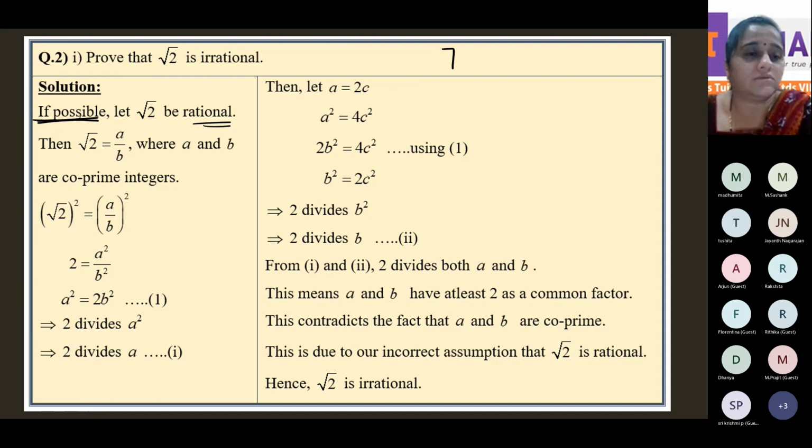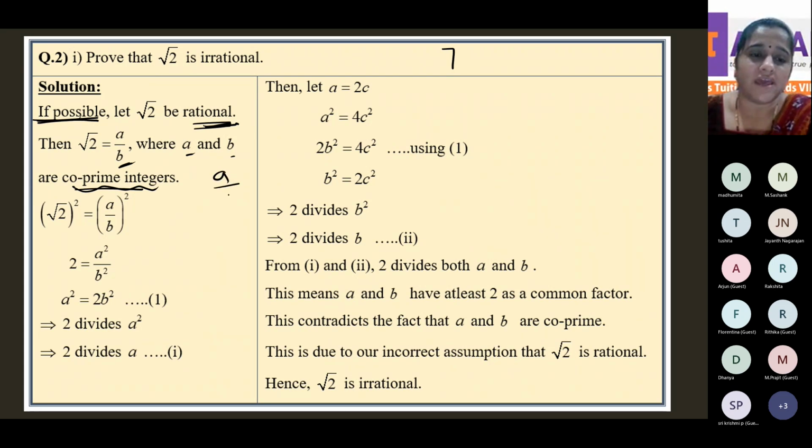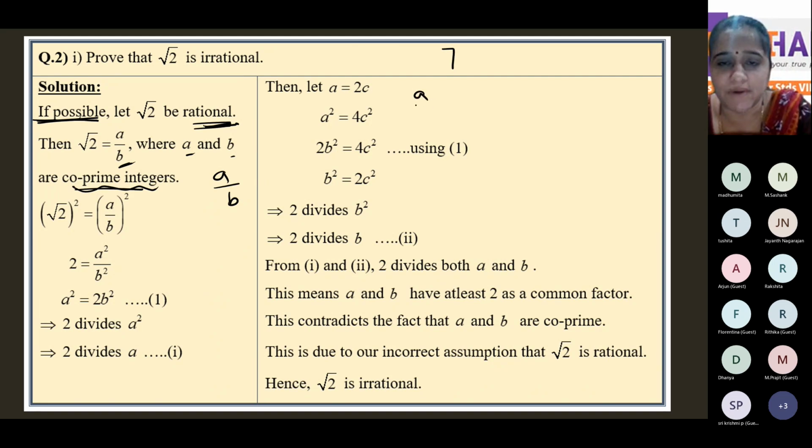Okay, so rational. We know that root 2 is irrational, but we are assuming the opposite. Let it be rational. Then if it is rational, it has an A by B form, where A and B are co-prime integers. That is a short way of saying where A and B are integers and B is not equal to 0. When we say A by B, it's always the simplest form. Remember that.